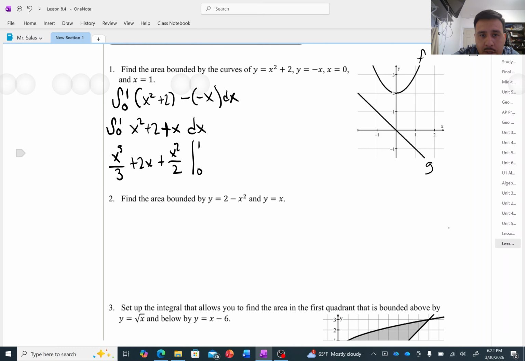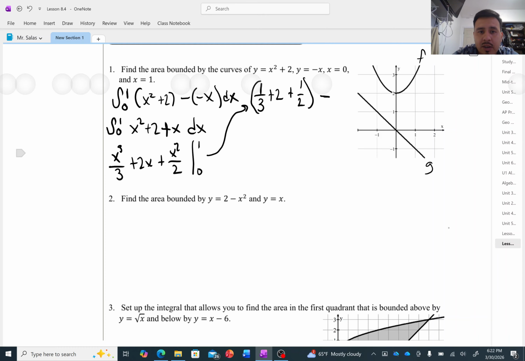When we're evaluating between the bounds of 0 and 1, I plug in the 1. I'm going to do the work up here. This is going to be 1/3 plus 2 plus 1/2. I'm going to put this all in parentheses, right? And then we're subtracting, because I plugged in a 1.